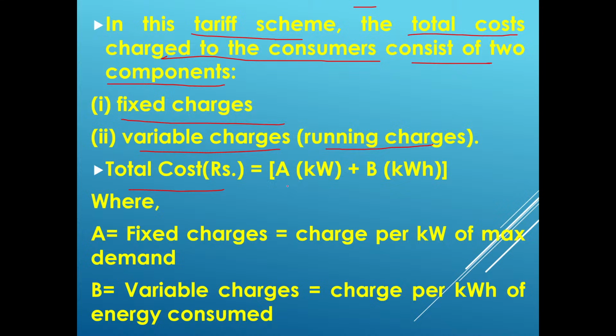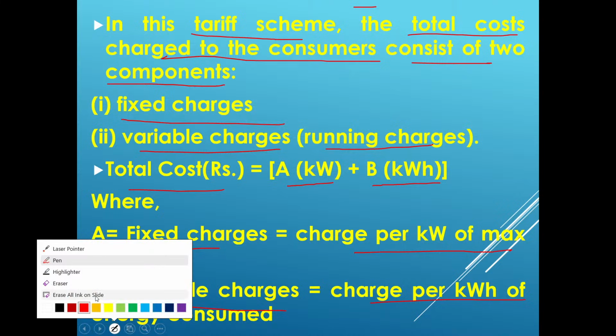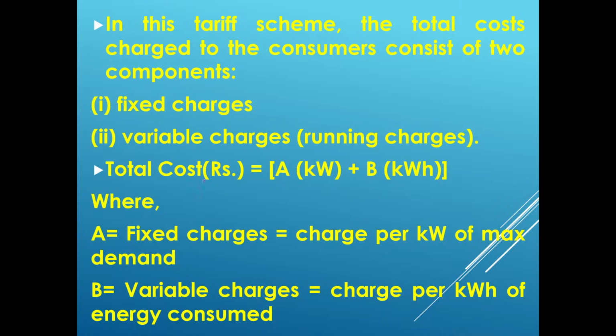You can write it as A in kilowatts plus B in kilowatt hour. What is A? A is the fixed charge, charge per kilowatt of maximum demand. What is B? B is the variable charge, charge per kilowatt hour of energy consumed. A and B are not the same. So the fixed charge is represented by notation A, with units in kilowatts, and the variable charge is in kilowatt hour, denoted by B. What is A and what is B is mentioned here.